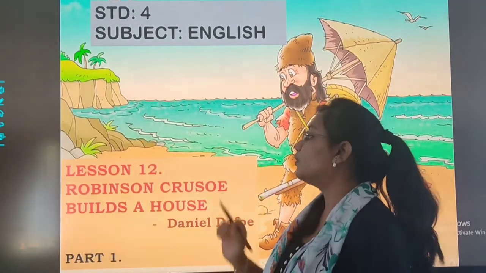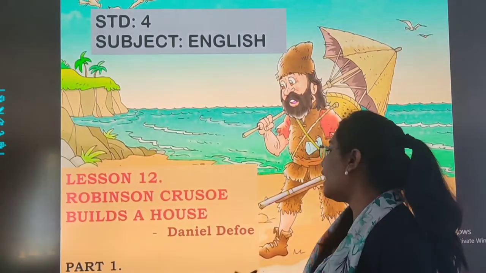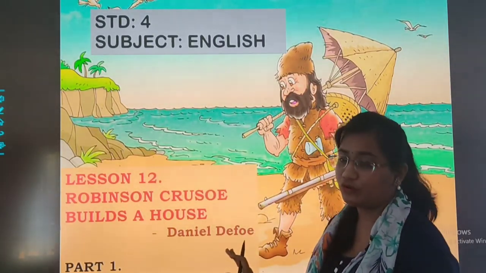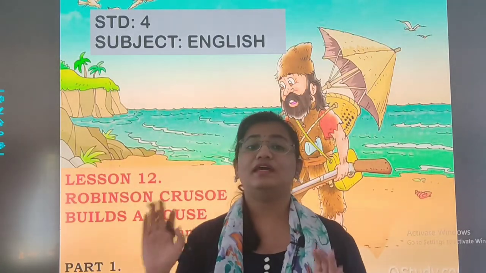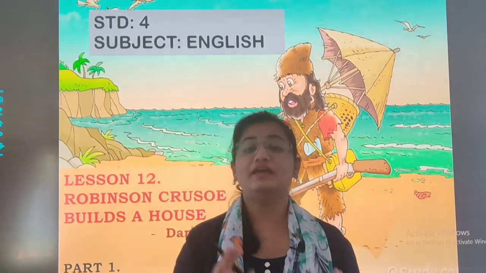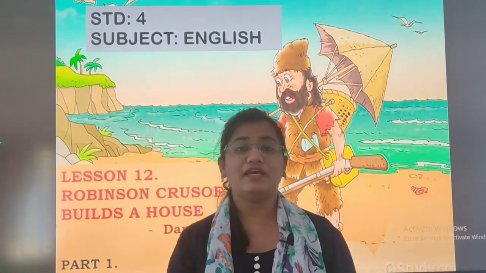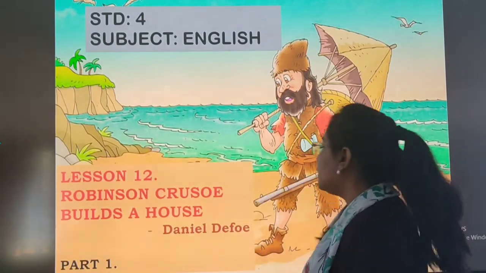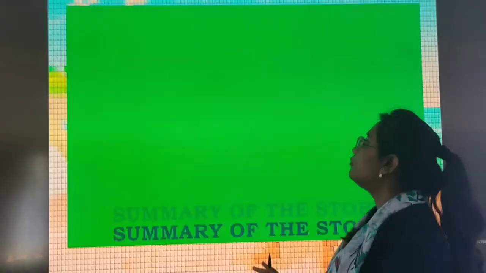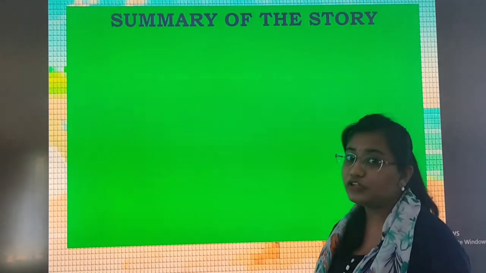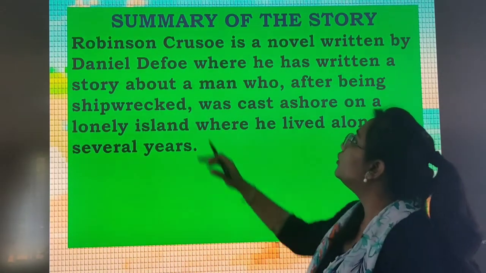Crusoe. Okay, Robinson Crusoe is a very famous novel by Daniel Defoe. Okay, and हम इसमें से इस पूरे नॉवल में से उसकी एक स्टोरी पढ़ रहे हैं, in which Robinson builds a house for himself. Okay, let's first quickly go through the summary of this lesson and then we will watch the story. Okay, summary of the story.